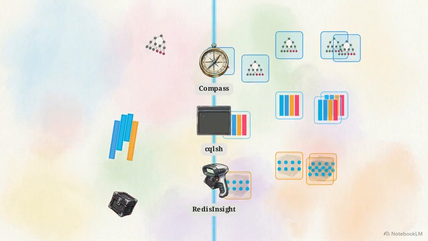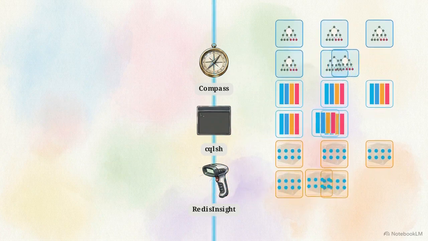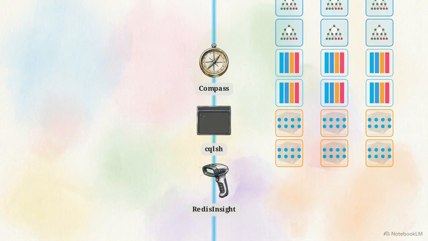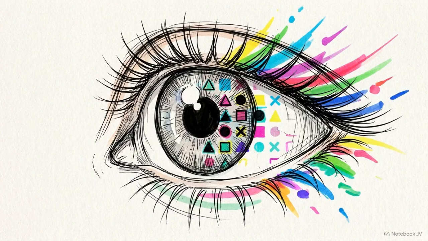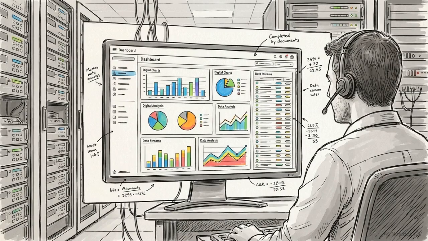Compass, CQLSH, and Redis Insight function as active interpreters. They sit between raw data and the developer, providing the optimization and visibility needed to manage scale. They take the raw, chaotic mechanics of NoSQL, the flexibility, the global scale, the extreme speed, and translate them into formats that human engineers can actually read and control.